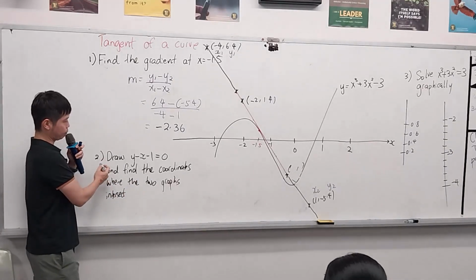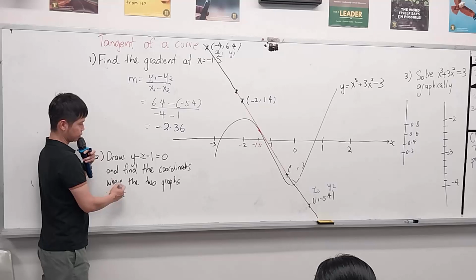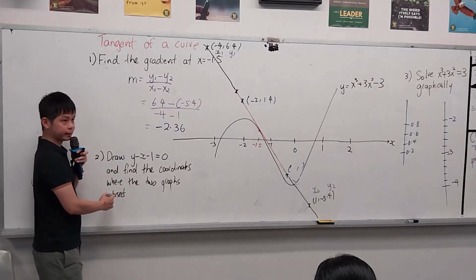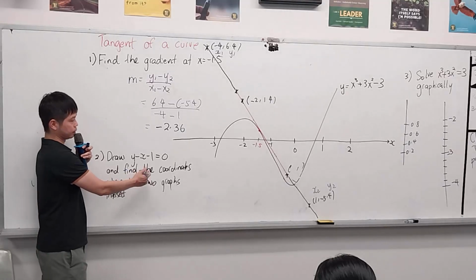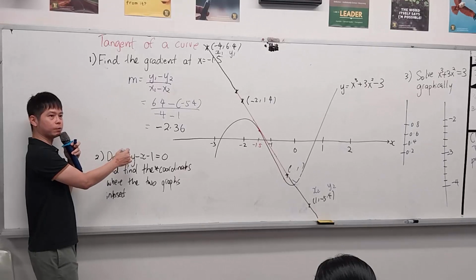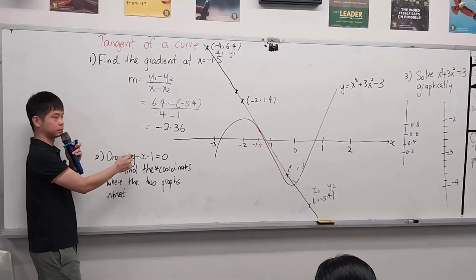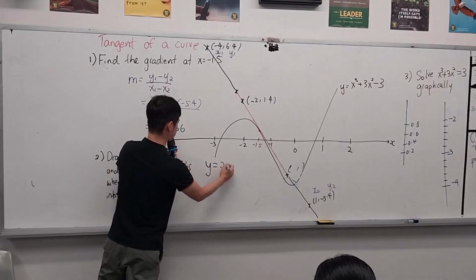Next, I want to draw this and then find the coordinates where the two graphs intersect. How do I draw this? That's the question. Let's just find the x-coordinate. How do I draw this line? Can someone share with us? Okay, now, Jayden Heng says change it to y equals x plus 1.